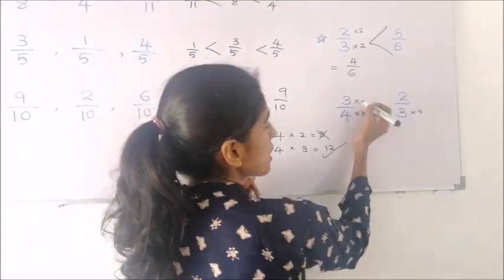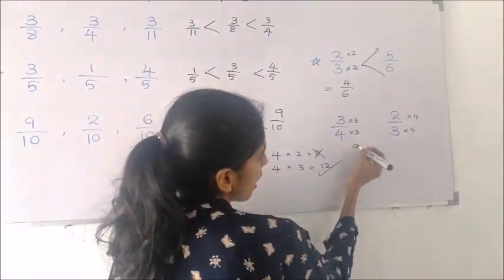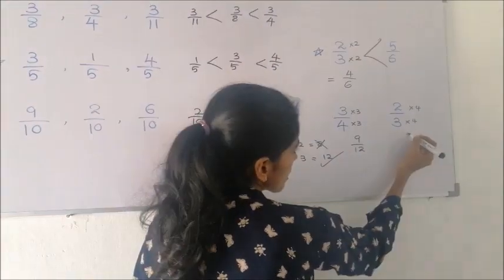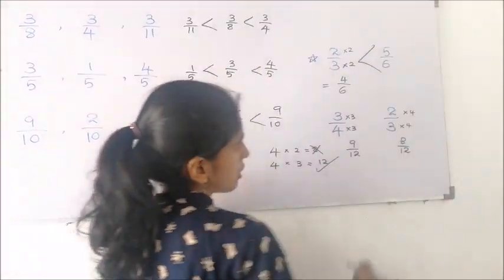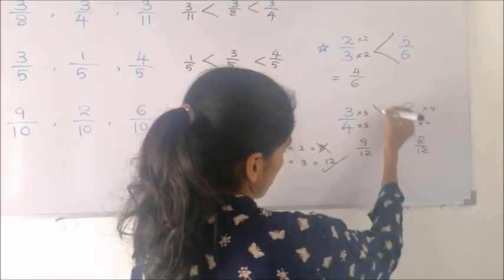Do the same thing to the numerators also. What are the new fractions we get? 9 over 12 and from here 8 over 12. Right, now we can compare easily. This is the biggest fraction here. See.